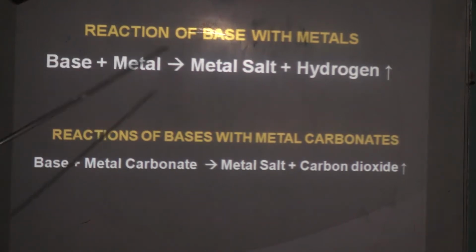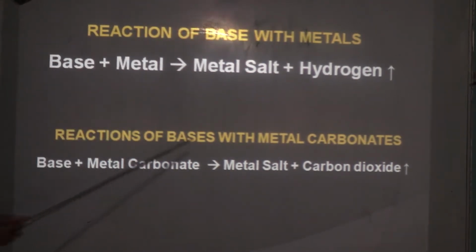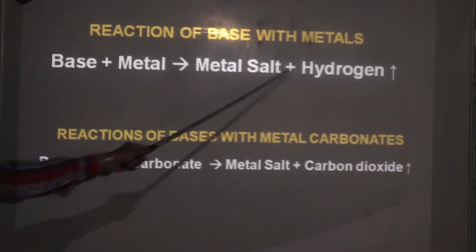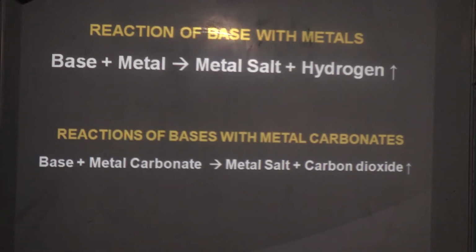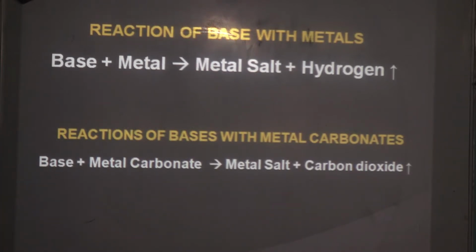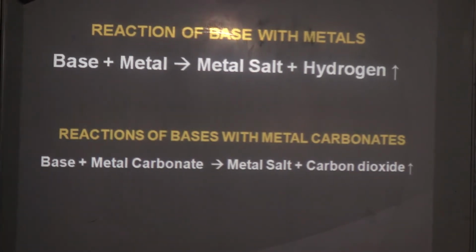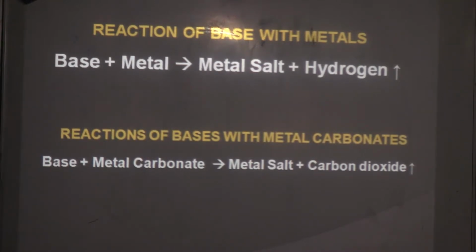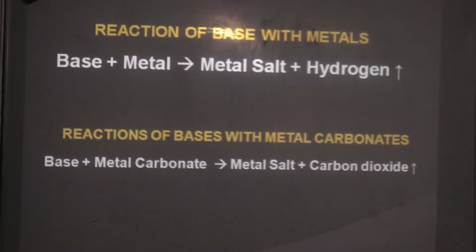Now, reactions of bases with metals and the reaction of bases with metal carbonates. Theoretically, you can say a base and a metal react to give a metal salt, and hydrogen gas is evolved. In the same way, a base reacts with a metal carbonate to give a metal salt plus carbon dioxide. In ordinary laboratory conditions, these are not possible. We need some advanced laboratory conditions. Of course, this is the reaction. Here also you have some experiments based on this. You go through the textbook and read the experiments.